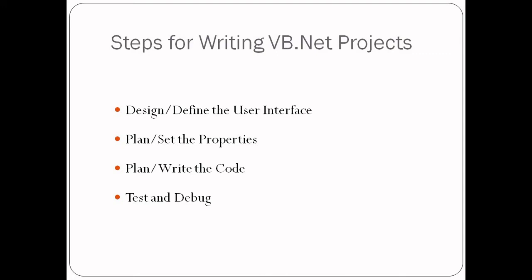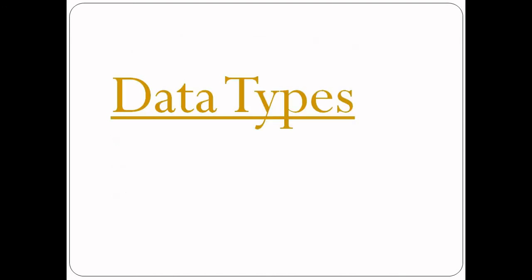Write the code to make it active, to make these controls active, or to make these controls function. We'll have to write the code, and then test and debug. Test and debug is execution. So these are the 4 phases we have while writing any code in VB.NET. Let's now talk about data types.